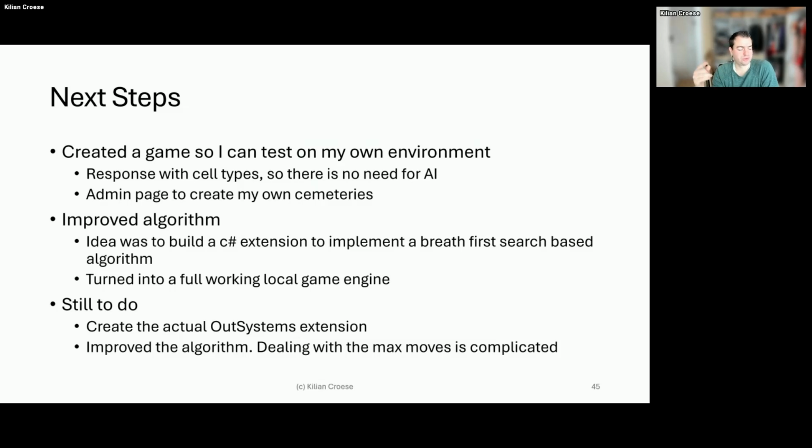So in subsequent runs, I just ask, what's the closest unknown cell, even though that cell might be six or seven steps away from me? But since I have knowledge of the cemetery, I know the path to that unknown cell. The actual OutSystems extension still needs to be made, and that algorithm isn't perfect yet. I'm mostly being hurt by the maximum amount of moves, so I'm still trying to figure out a way to optimize that part.